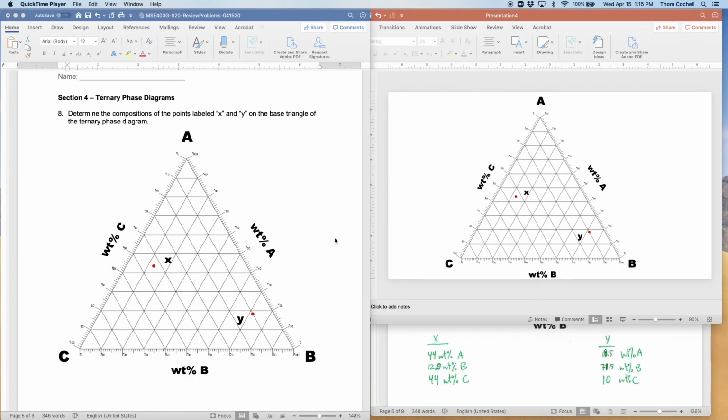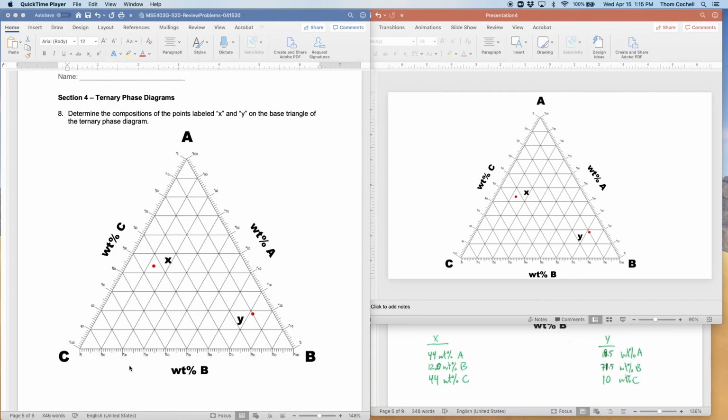All right, so now looking at question 8, which is in section 4 on ternary phase diagrams. I assume this is where a lot of the questions are going to be. And so the first question, 8, in the section is on compositions. So I've labeled 2 points, X and Y, and I want you to come up with the composition.